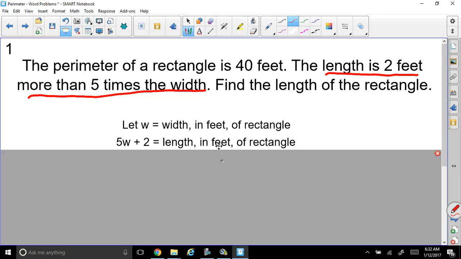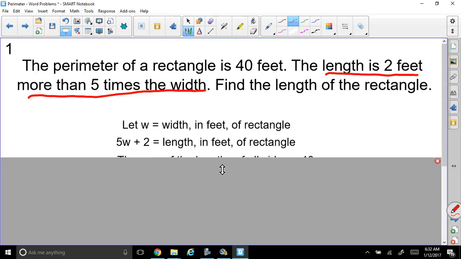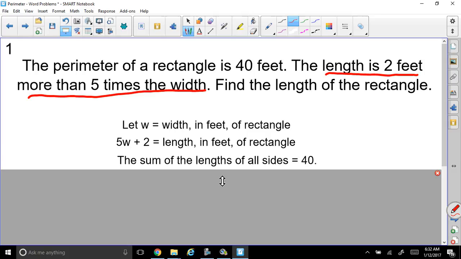So we got our length represented and our width represented. So now we want to find the perimeter. Find the length of the rectangle. It gives us that the perimeter is 40 feet. So what I'm going to do is find the sum of the lengths of all the sides, which equals 40. So all of the sides that I add up have to add up to 40. So the perimeter, that's important. When I added up all the sides, it added up to 40 feet.